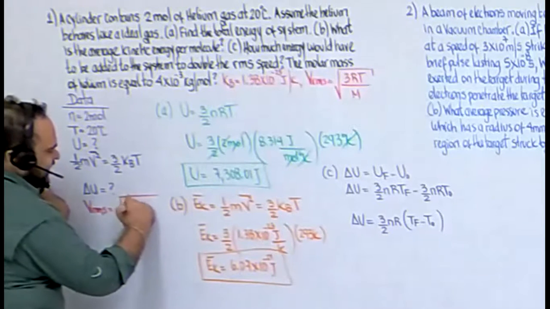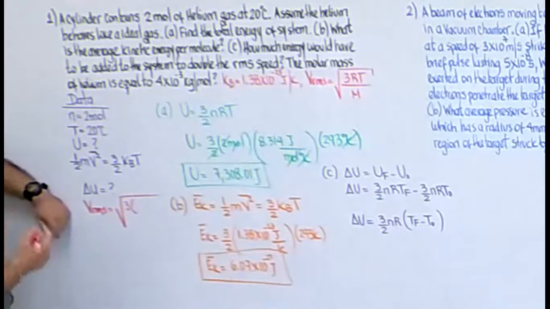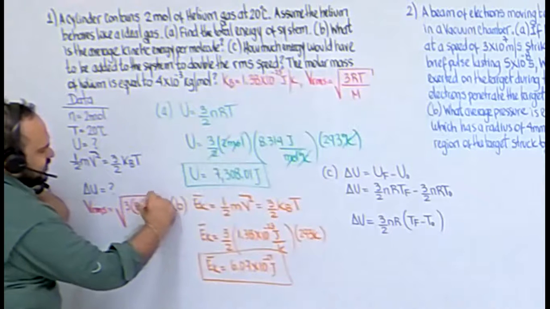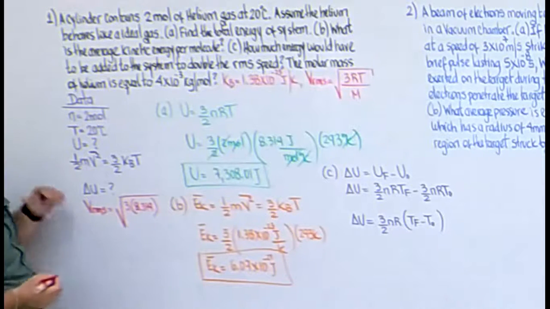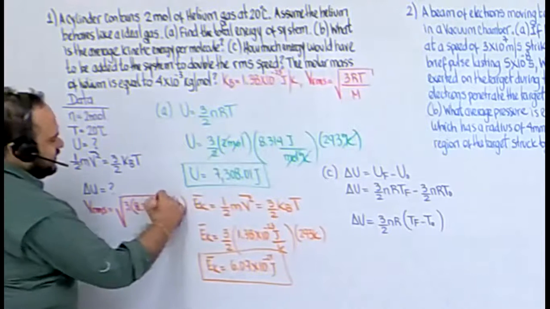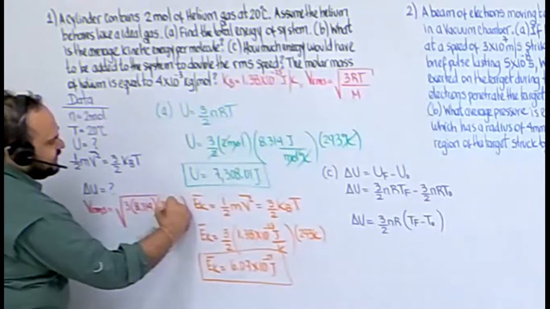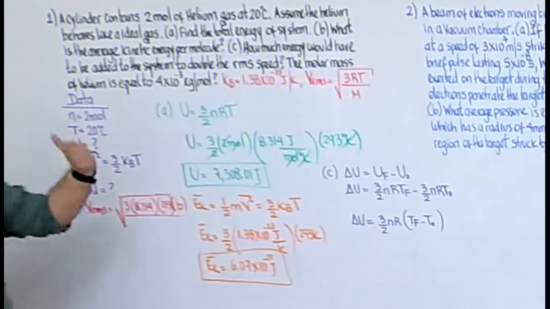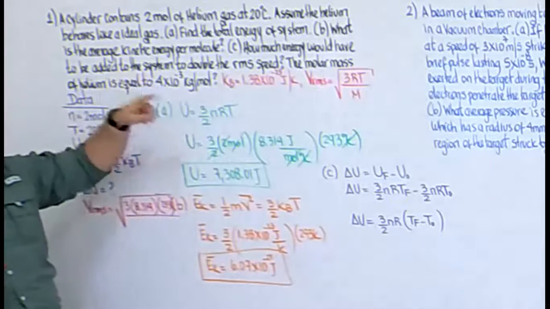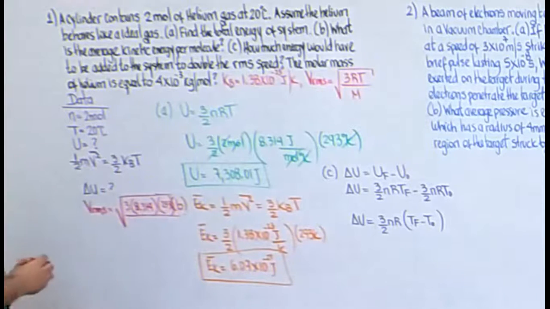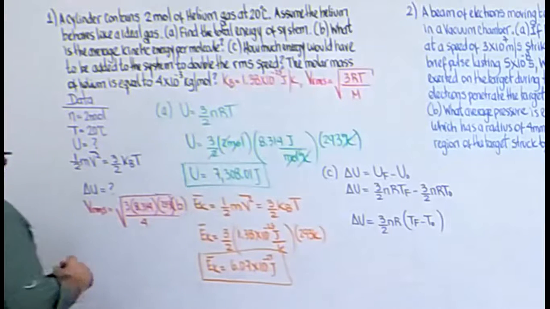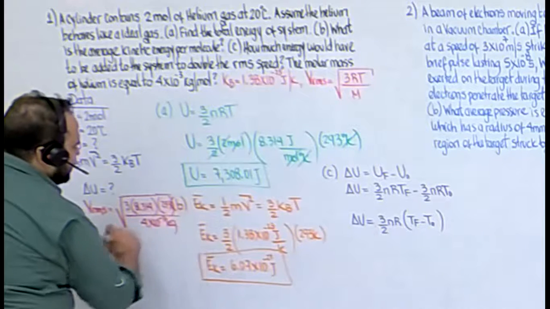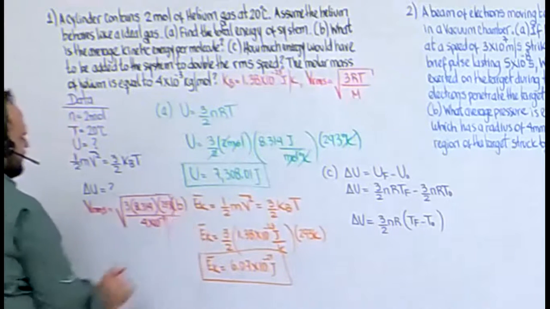Okay, the root mean square speed will be given by the square root of, I'm going to replace those values: 3 times, remember the value for R is 8.314. I'm going to avoid the units just for space. The temperature will be 293, and this will be divided by the molar mass given by the problem, 4 times 10 to the negative third power kilograms.